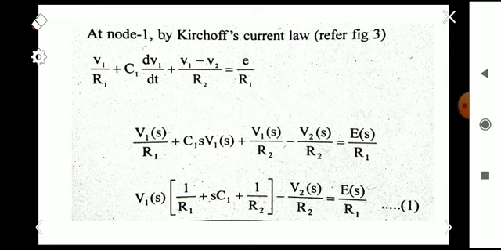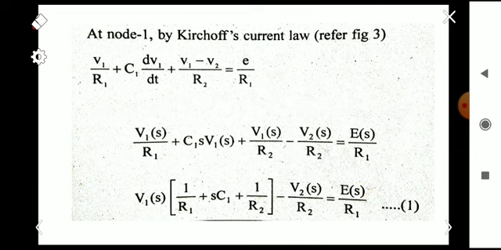So it becomes V1 of s by R2 minus V2 of s by R2 is equal to E of s by R1. We take V1 of s outside from these three terms and obtain the first equation like this. In this equation the variables are V1, V2 and E. We must obtain the transfer function V2 of s by E of s. Both terms are here, but another variable V1 of s is also present.